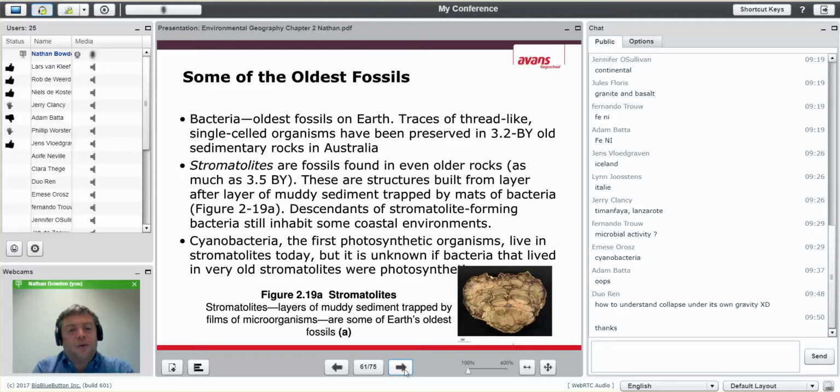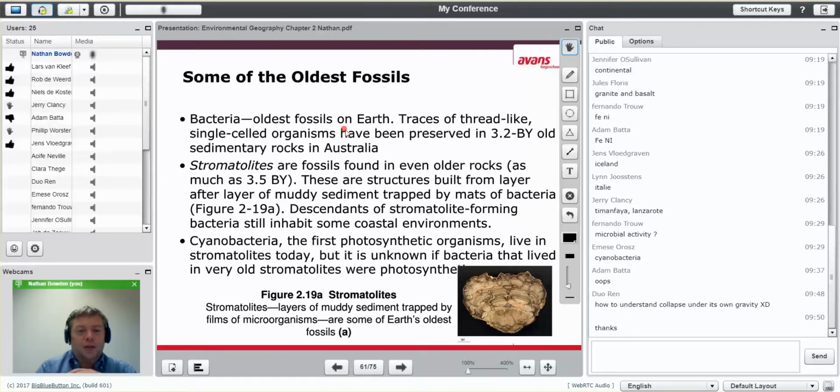Some of the oldest fossils. Bacteria from about 3.2 billion years ago have been found in sedimentary rocks in Australia.